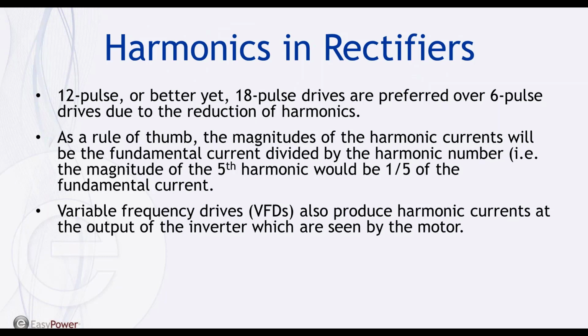As a rule of thumb, the magnitudes of the harmonic currents will be the fundamental current divided by the harmonic number. For example, the magnitude of the 5th harmonic would be 1/5 of the fundamental current. VFDs also produce harmonic currents at the output of the inverter, which are seen by the motor.